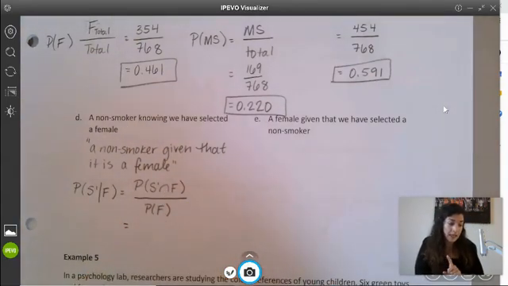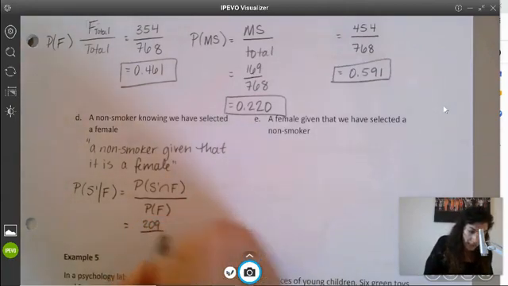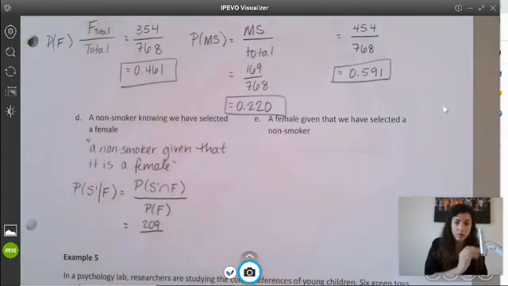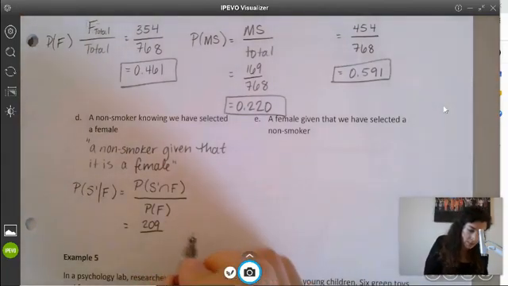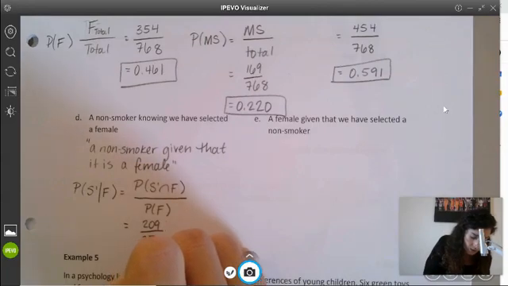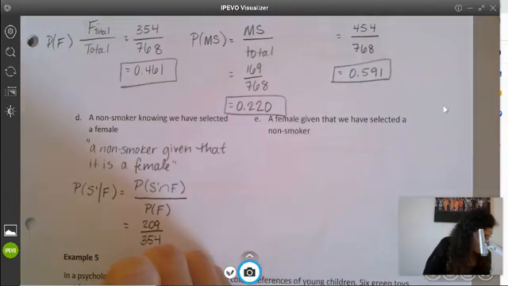Okay, female and non-smoker is a total of 209. And then the total of all of your females, follow that female column or that female row all the way across. You'll see that it adds up to a total of 354. So those are your numbers that you pull out from the table above. You can write it as a decimal, which is 0.590.